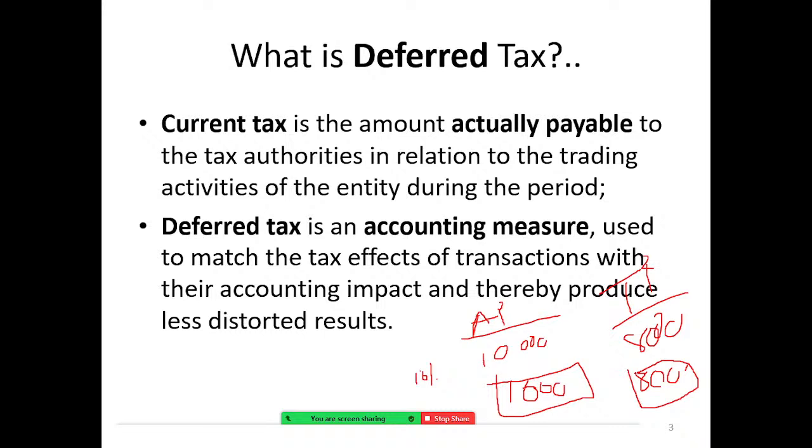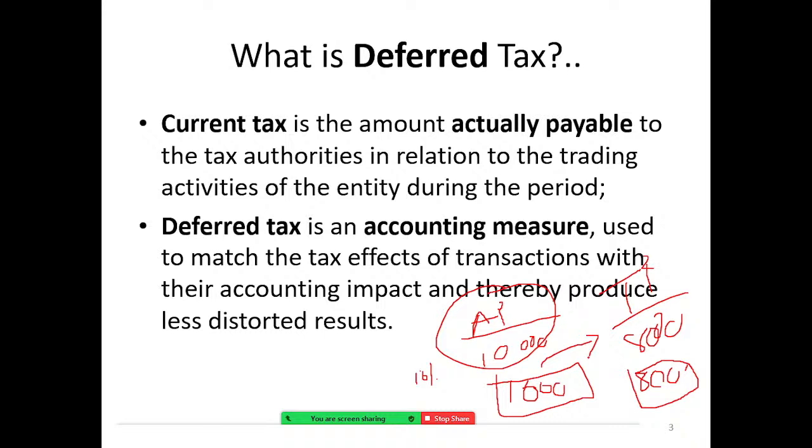But in the future, the entity cannot feel happy, because this saving should be paid to the tax authorities in the future. So how much saving? 200. This 200 should be paid in the future. So is the saving a liability or an asset? It's a liability.